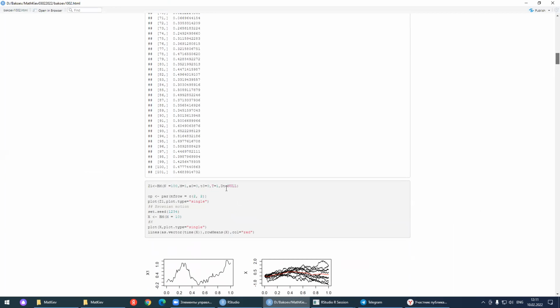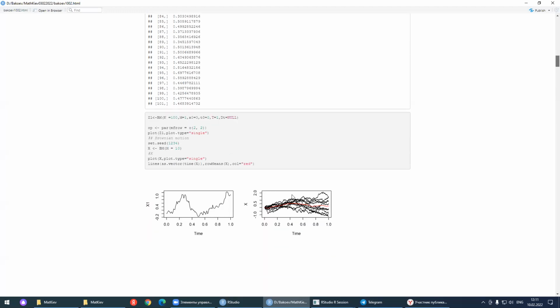And now I can denote this Brown motion by the variable Z. I can give the plot of this Brown motion using the plot function. This is a Brown motion with one trajectory.